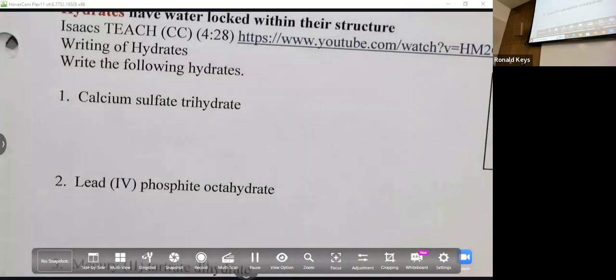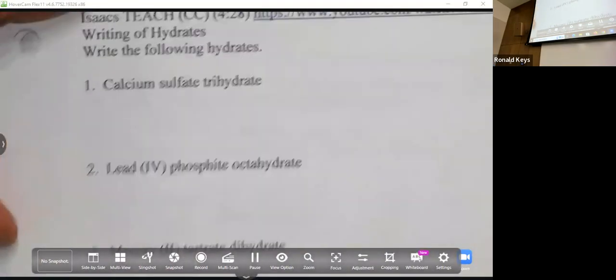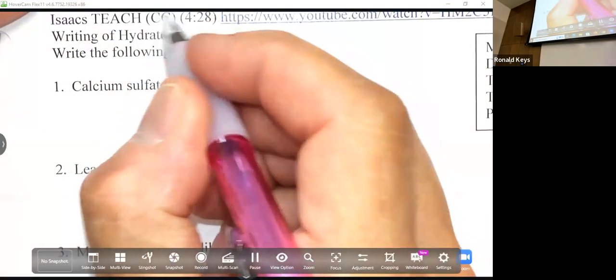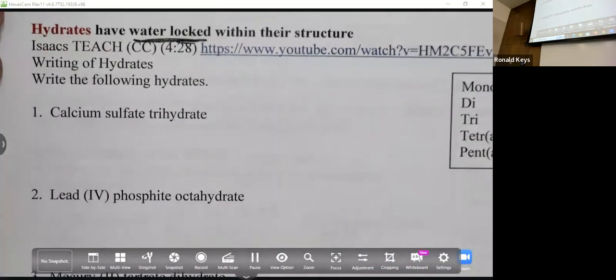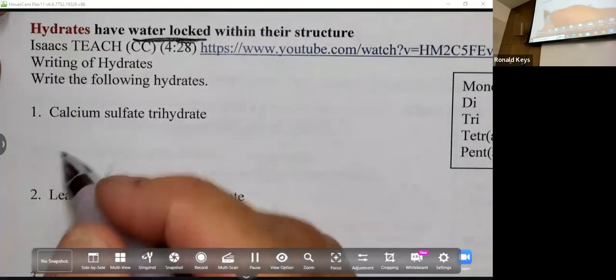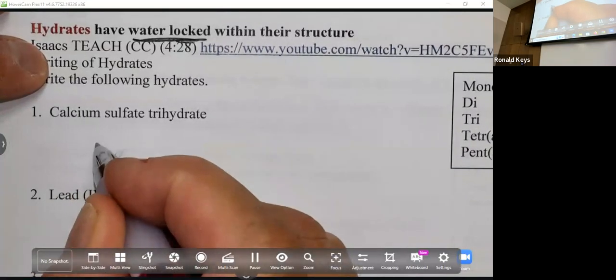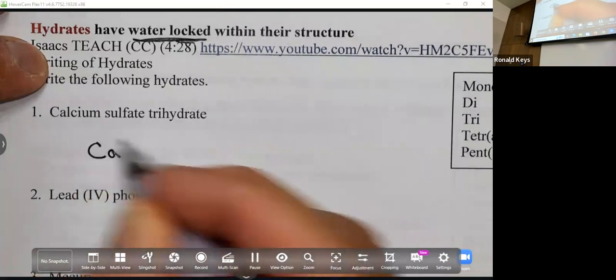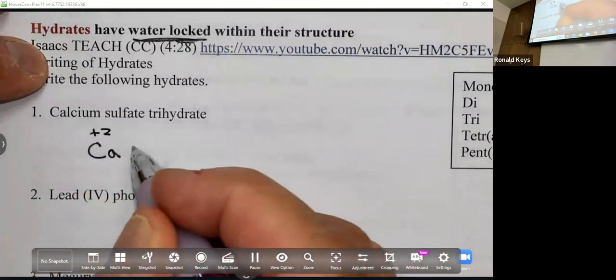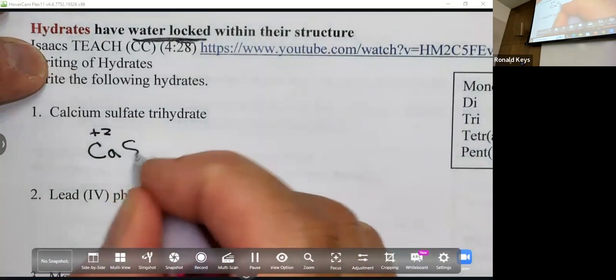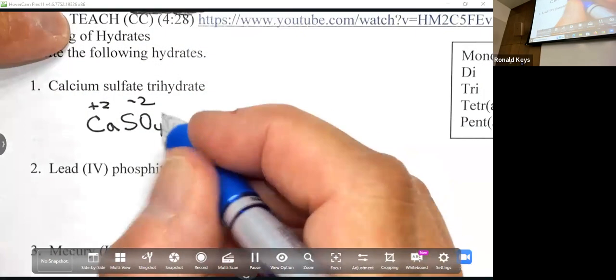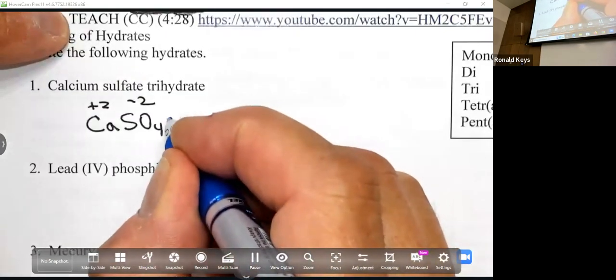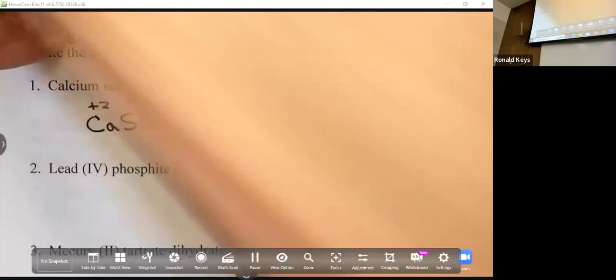And then on the very last page, hydrates. Hydrates just have water locked in them. To indicate the waters, we use a multiplication dot. So we have calcium sulfate. We write calcium sulfate like we would. Ca plus 2, SO4 minus 2. The number of waters attached is represented by a multiplication dot.